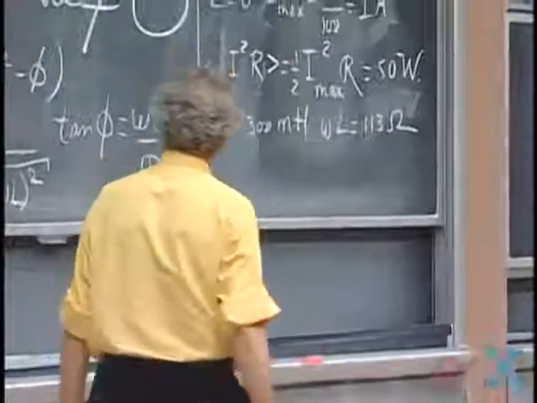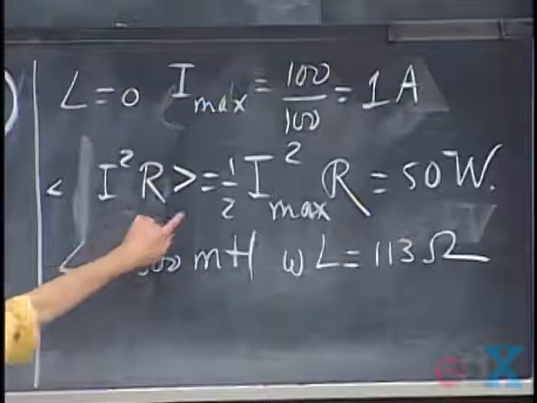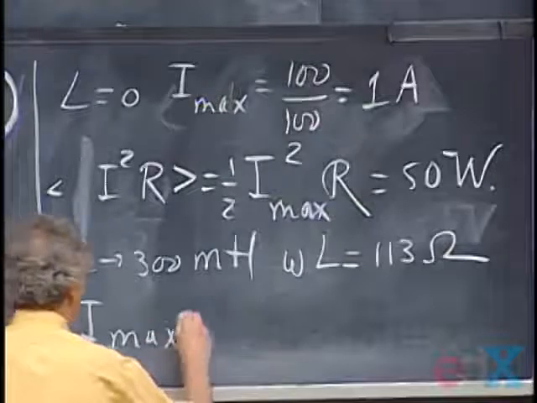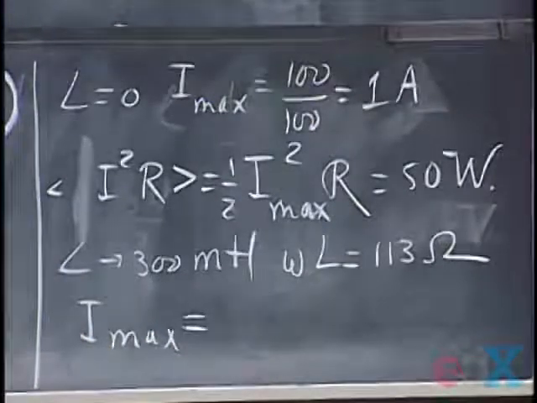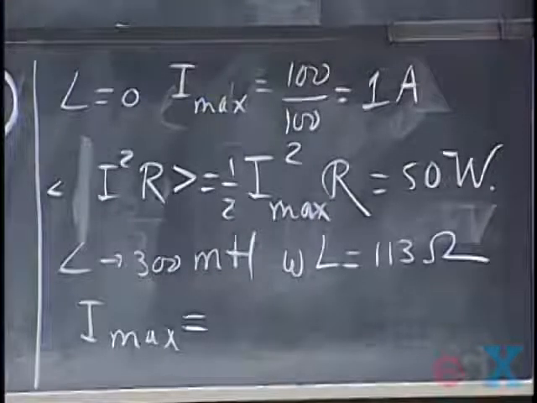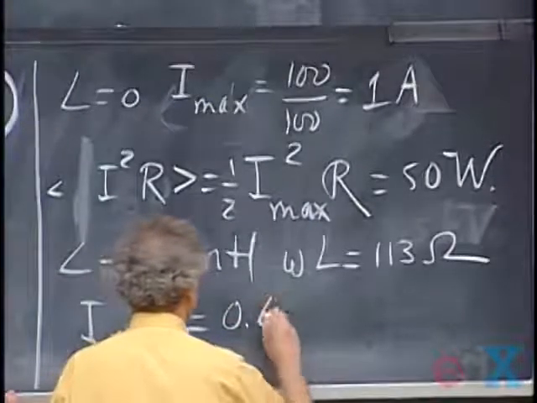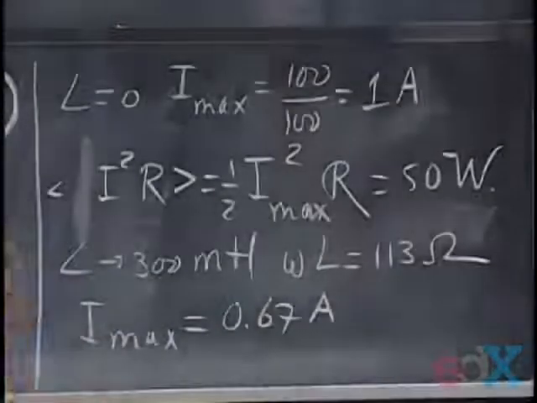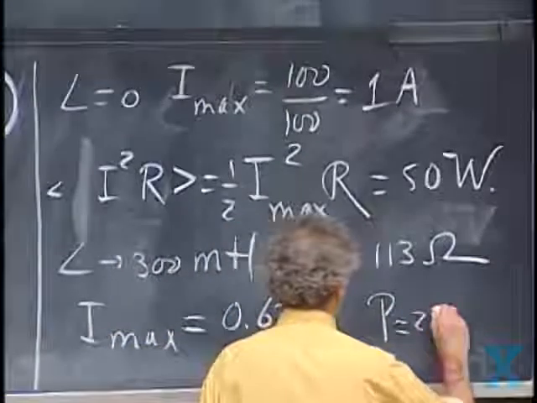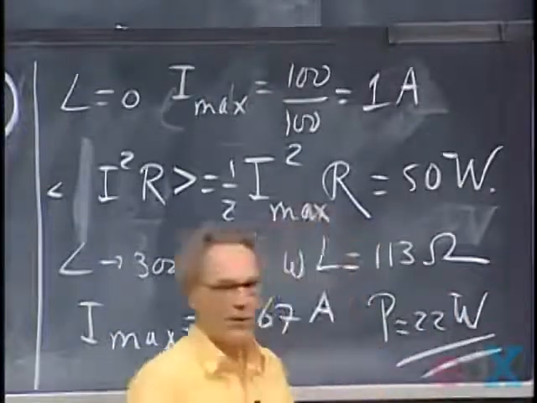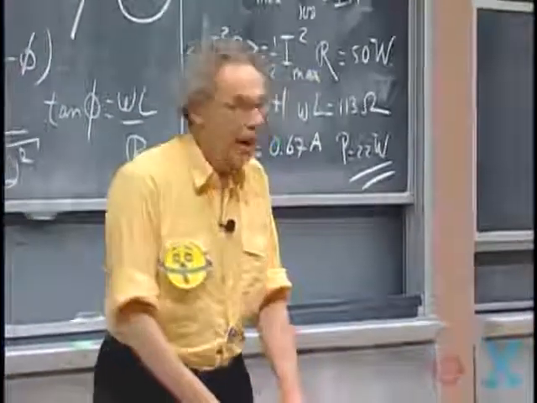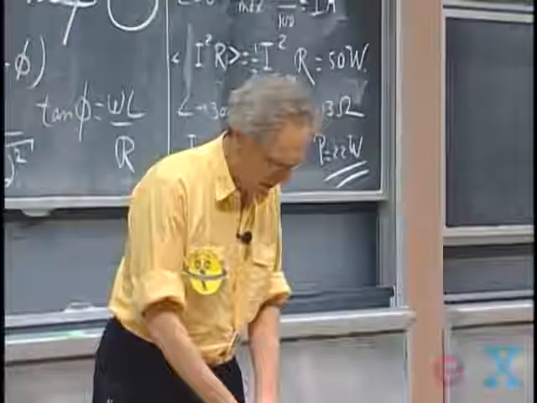And now I find that this time average value, which is now 1/2 times this, I find that I max, I put in for omega L 113 squared, 100 squared, I max is now 0.67 amperes. I put that in this equation and I find that the power is now about 22 watts. So that's what a light dimmer is doing for you. So you turn up the self-inductance, and now your light is dimmer.